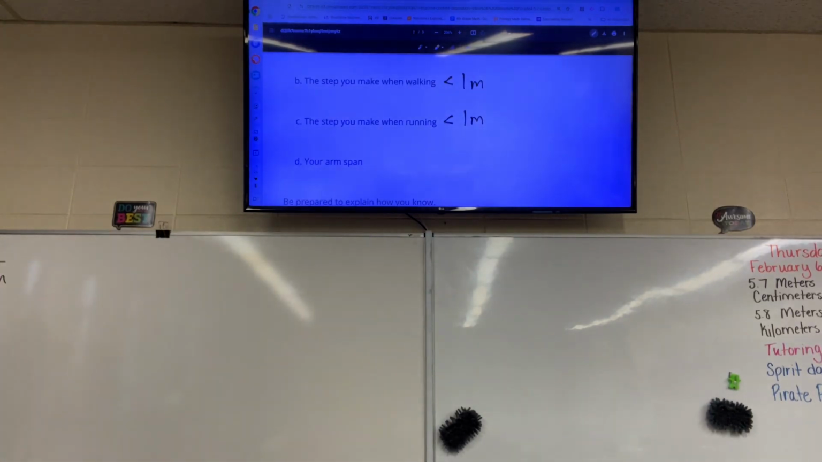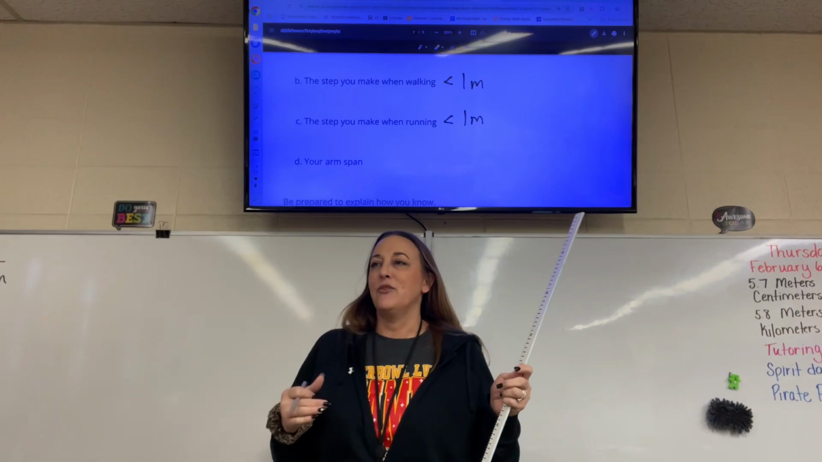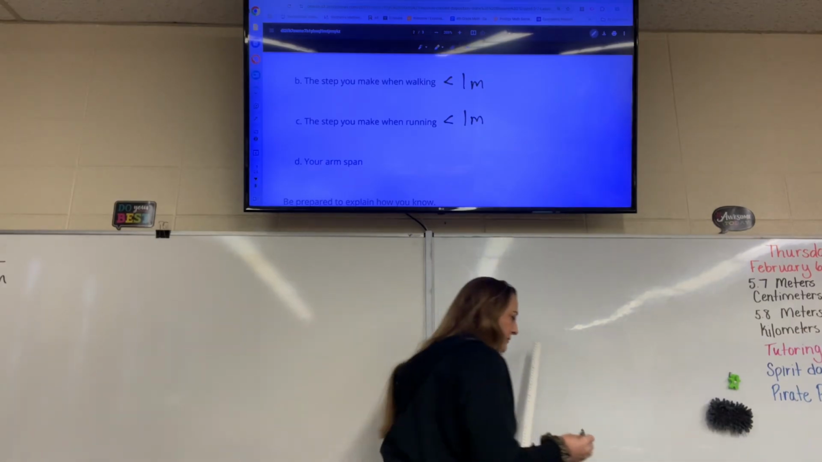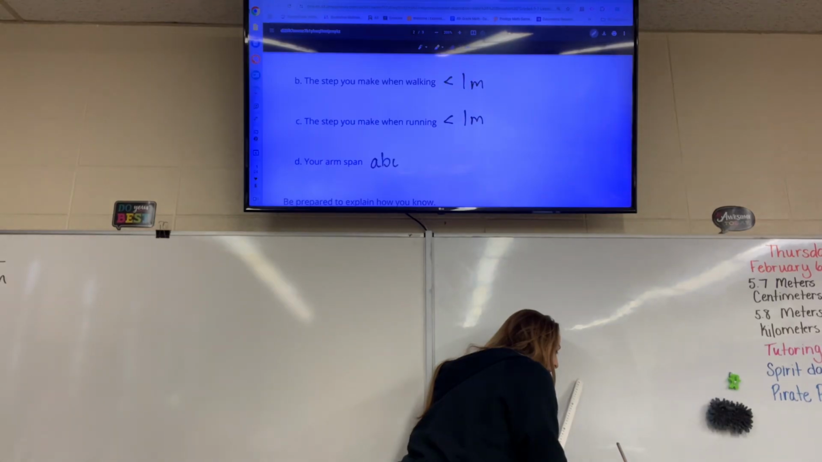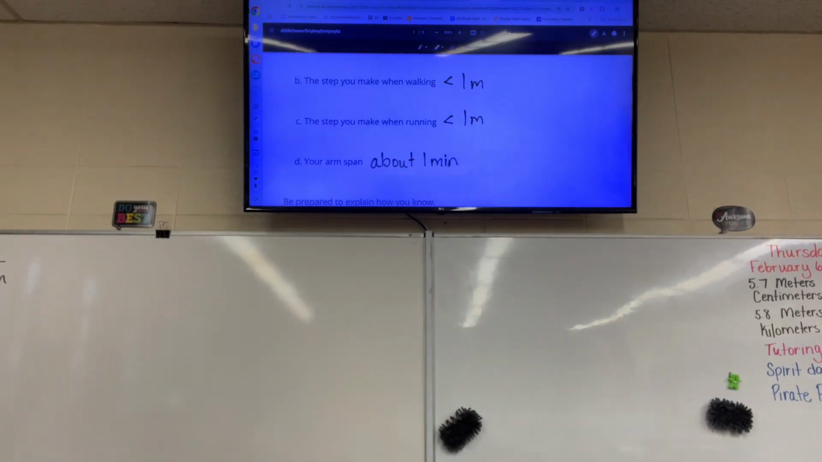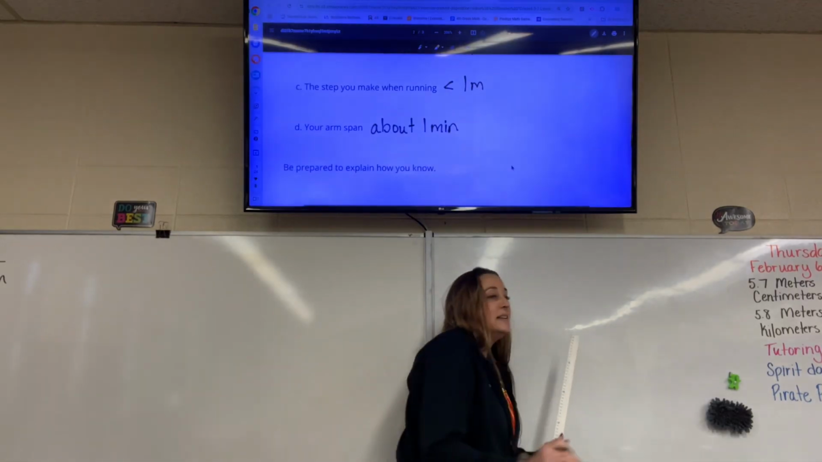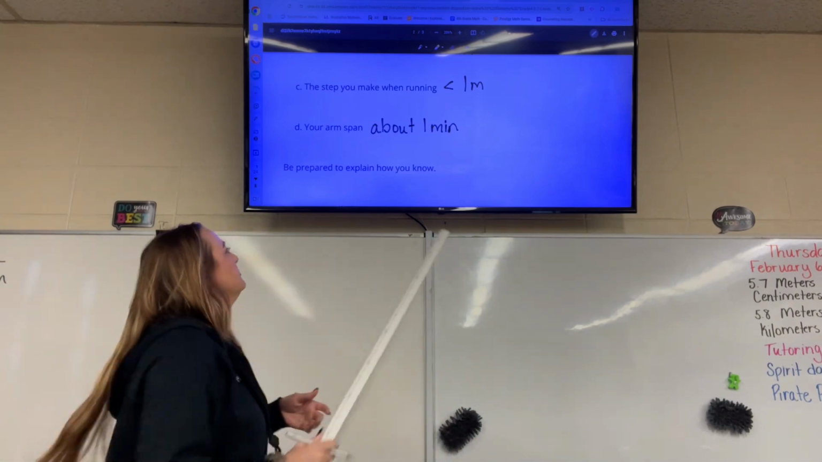Okay, your arm span. So I'm going to come back here and measure Avis's arm span. Yay! So is that pretty close to a meter? Yeah. Just in general, most 9, 10-year-olds' arm span, since we don't have wings, is about a meter. About 1 meter. No, just about, because it's not exactly 1 meter, it's about 1 meter.